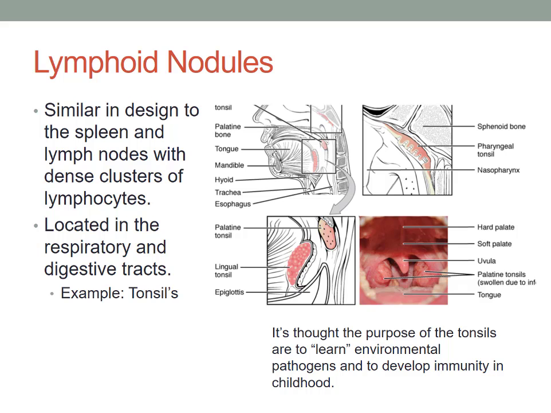These pictures from your textbook show you where the various tonsils are: the pharyngeal tonsils, the palatine tonsils, which we often think of, especially with children, becoming infected and then sometimes being removed. You also have the lingual tonsils as well. In the actual photograph on the bottom right, you can see the palatine tonsils that are swollen due to infection. It's thought the purpose of the tonsils is to learn environmental pathogens and to develop immunity in childhood.